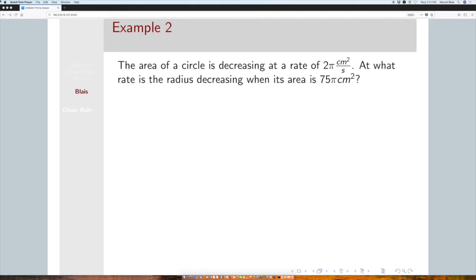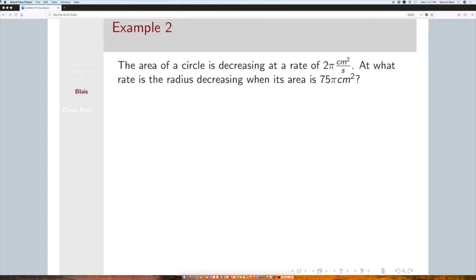Okay, now that we're using chain rule, we will start to look at some rates of change applications, and we will revisit this in more detail later on. But an initial example here, we have the area of a circle, and it's decreasing at this given rate. So 2 pi centimeter square per second is the rate of decrease of the area. At what rate is the radius decreasing at this one moment when the area is exactly 75 pi square centimeters?